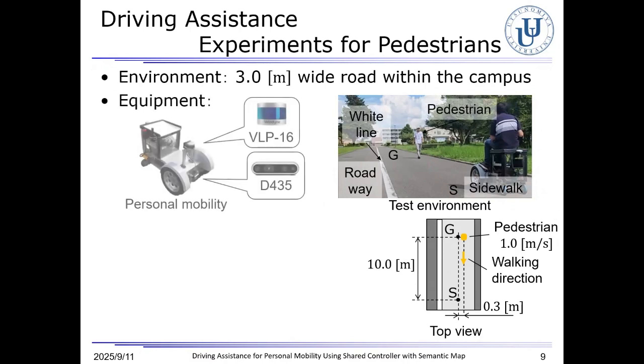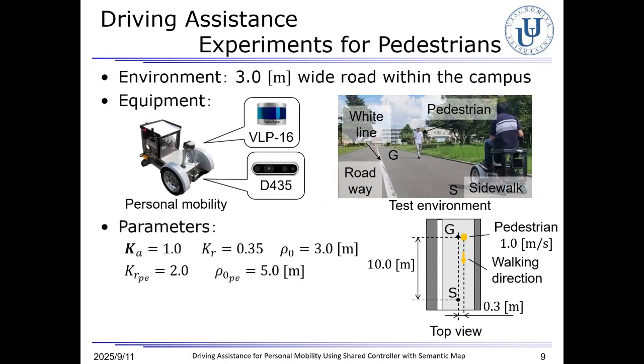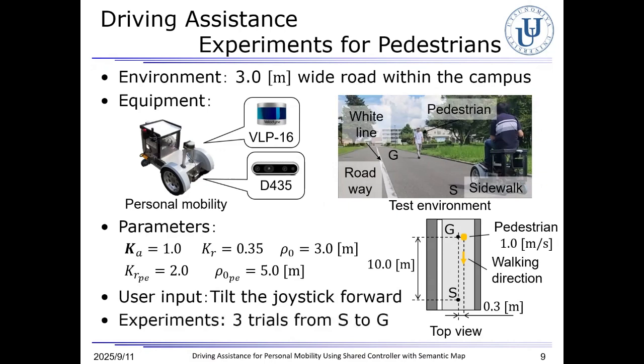The personal mobility device is equipped with a joystick, a 3D LiDAR, and an RGB camera. The parameters are set as follows: a threshold of 3 meters for non-drivable areas, 5 meters for pedestrians. In these environments, the user continuously tilts the joystick forward. 3 trials are conducted from start S to goal G.